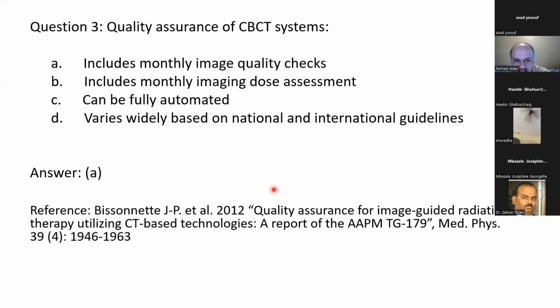The imaging dose is annual, and it cannot be fully automated. So for question D, maybe I should change my wrong answer. As I mentioned before, I compared the EFOMP, IAEA and TG179 reports, and actually they're very similar. They call things differently, but in effect, if you look deeply into them, they're very similar. They vary slightly, but not widely. Again, my answer is probably a bit subjective. It's not clear. Okay, very good.